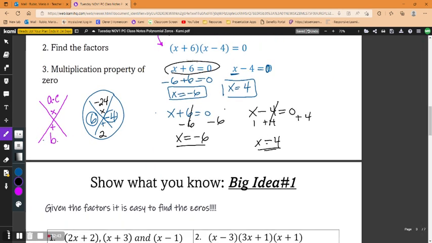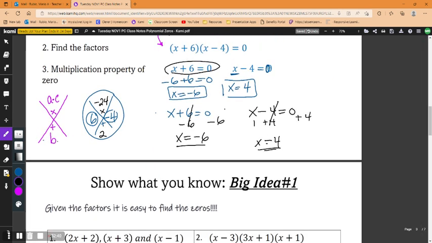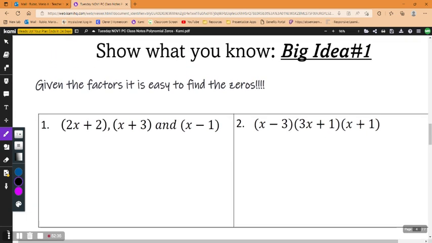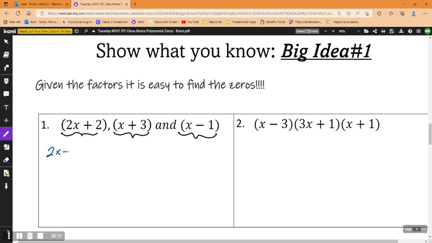Okay, so now let's see what these look like in practice. Fortunately, you don't have to factor these because the problem's already done it for you. There are going to be multiple problems like this on the 4-week exam, so please make sure you understand this. Given the factors, it is easy to find the zeros. Each one of these is a factor of the polynomial equation. So all we need to do to find the zeros is set each one of these equal to 0. And we can do that because of the multiplication property of 0.